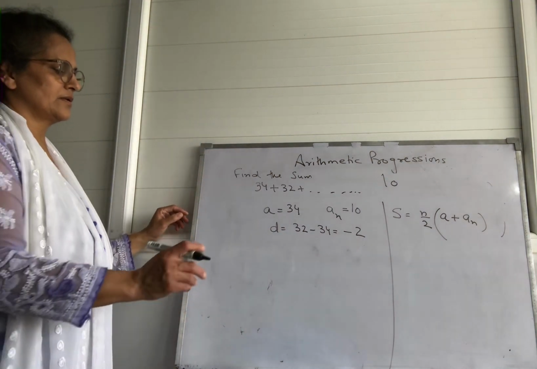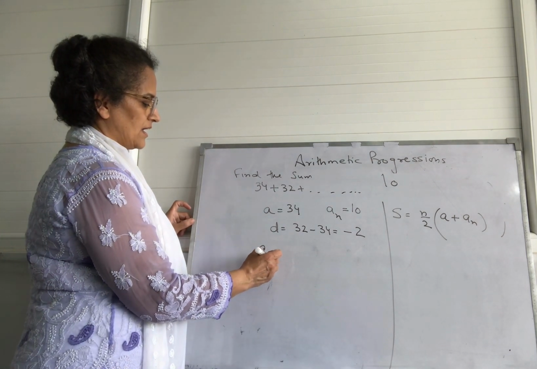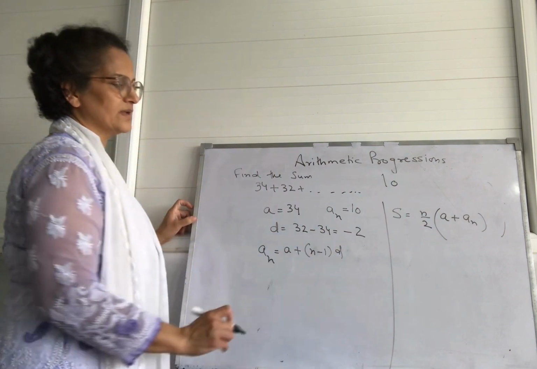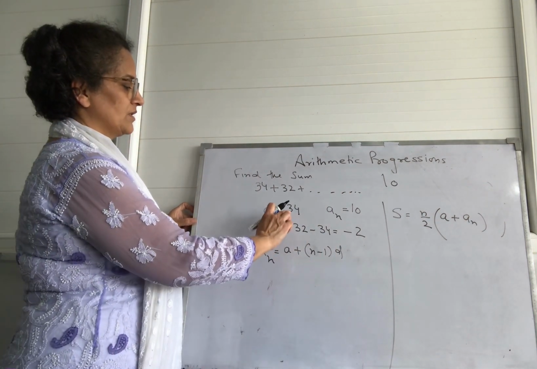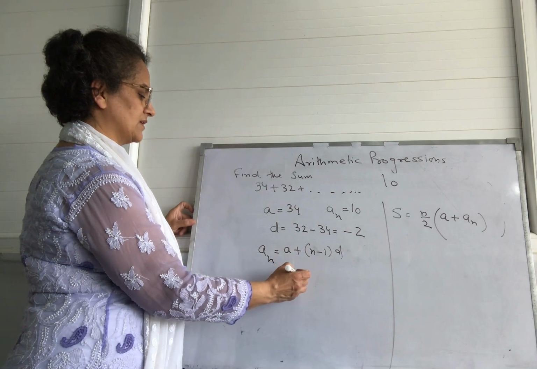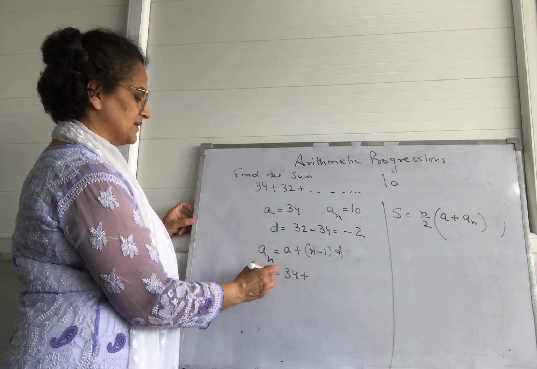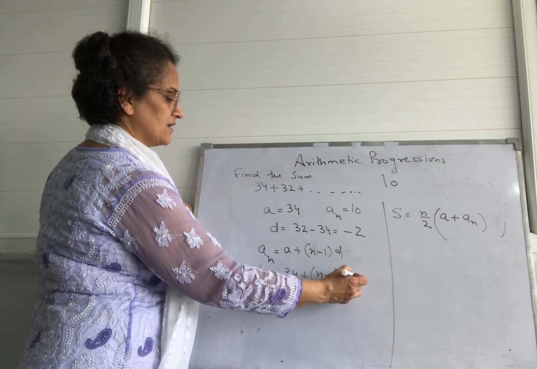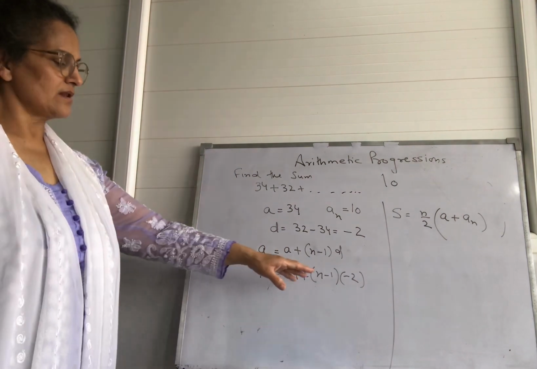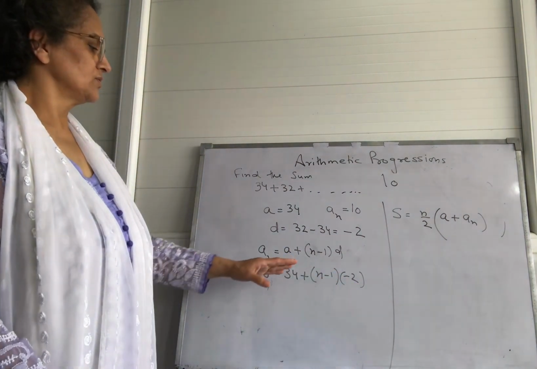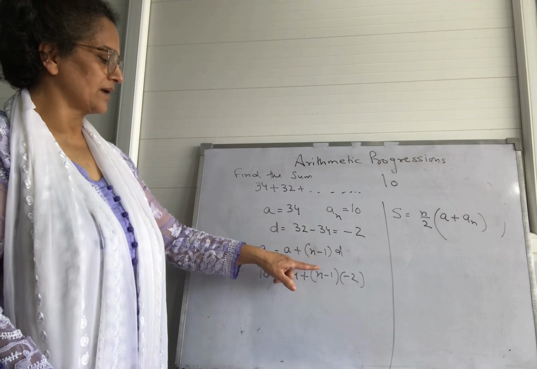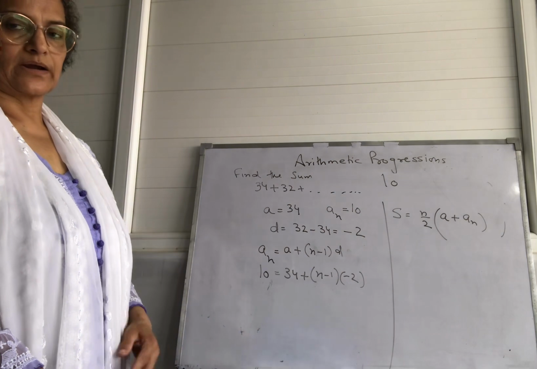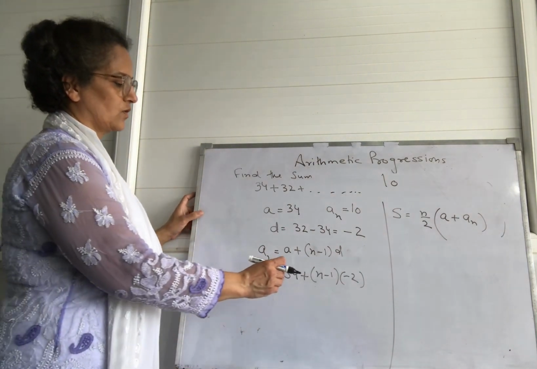I'll use the nth term formula. AN is equal to A plus (n minus 1) D. Let's put in the values. A is 34, AN is 10, n I don't know, and D is minus 2. When a negative sign is there, you put a bracket around it, because D is multiplying the bracket, so it should show as a multiplication only. So put a bracket around it. Now let's solve this.